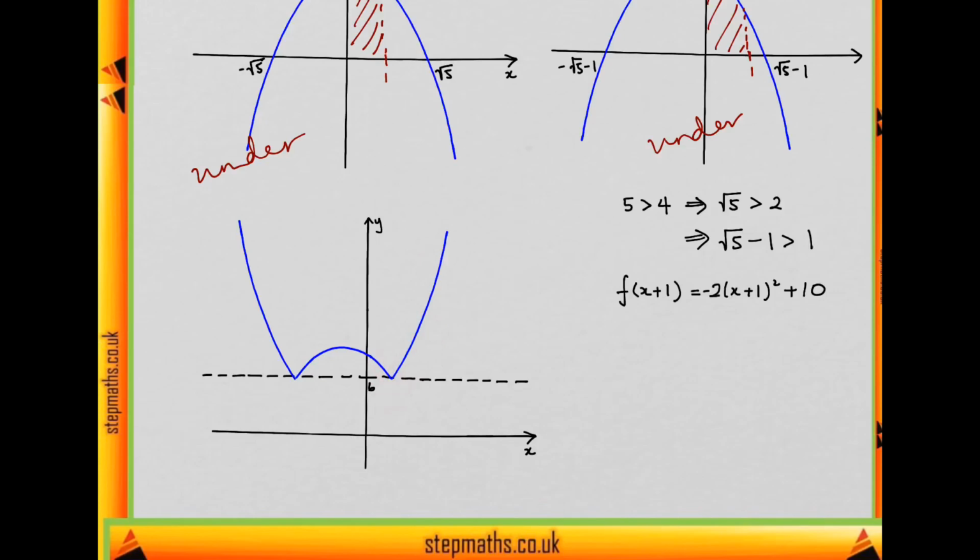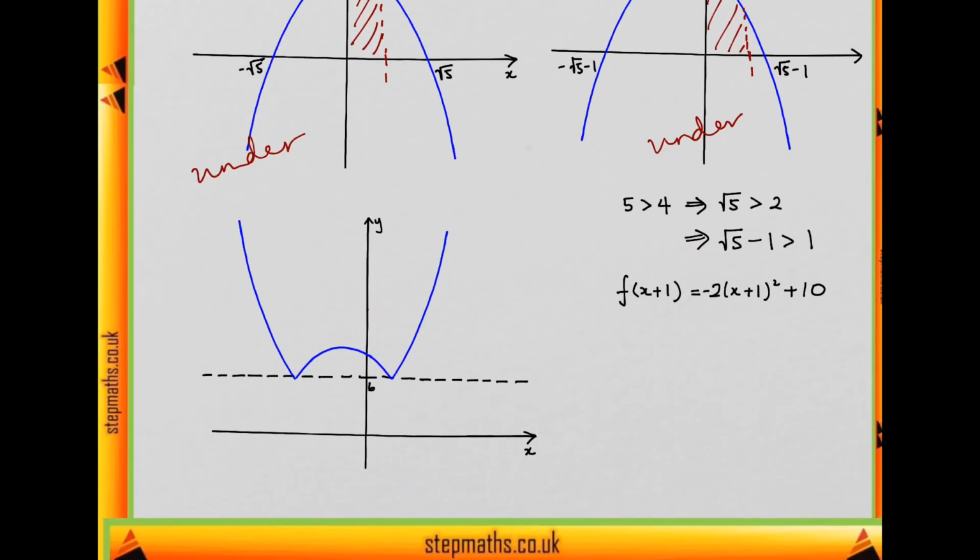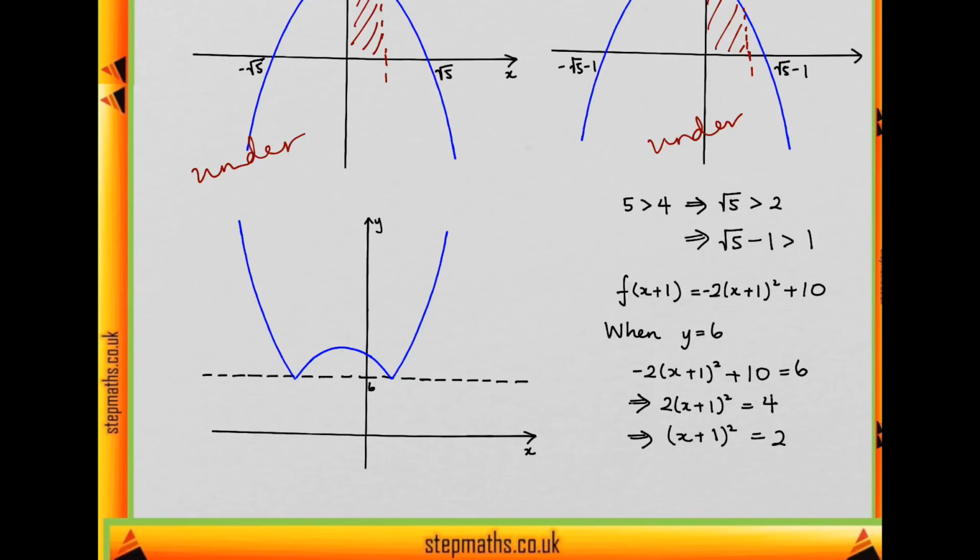So this is the curve f of x plus 1, so just putting x plus 1 into our f of x. And where it turns is when y is equal to 6, where it's reflected. So putting y is 6, we can rearrange and then divide by 2, square root, minus 1 from both sides to find out the x value of these turning points. So this one here is minus 1 plus root 2, and root 2 is like 1.4 something, right? So this is approximately 0.4. So our 1 is going to be over here somewhere.